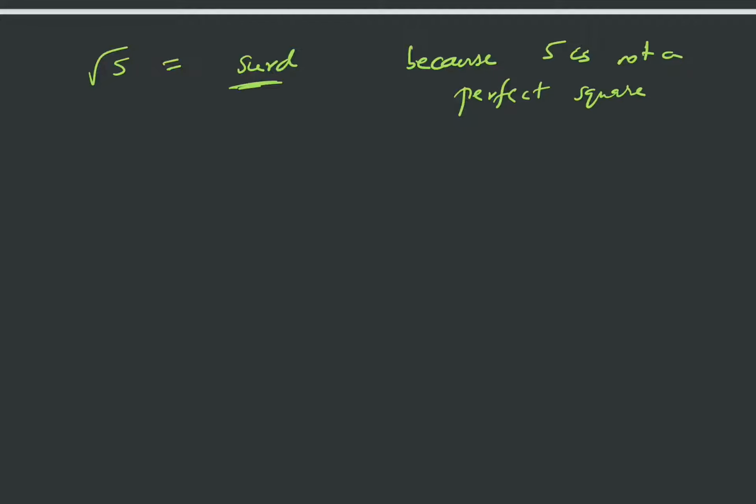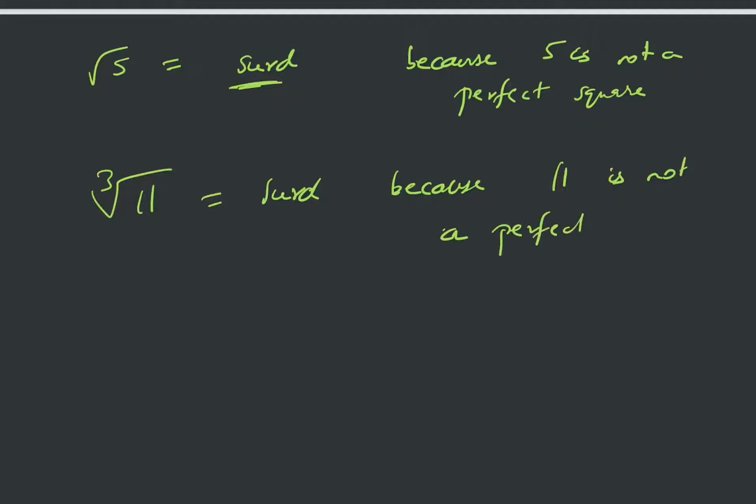But if I write, say, root 5, then this is a surd, because 5 is not a perfect square. Similarly, if I write cube root of 11, then this is also a surd, because 11 is not a perfect cube.